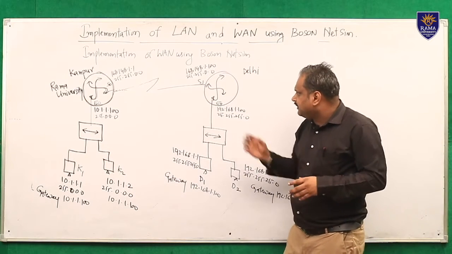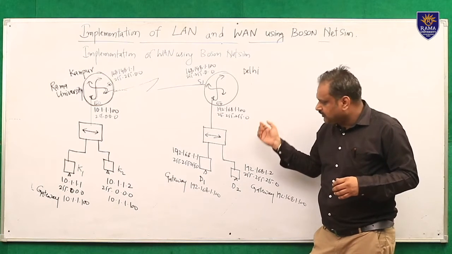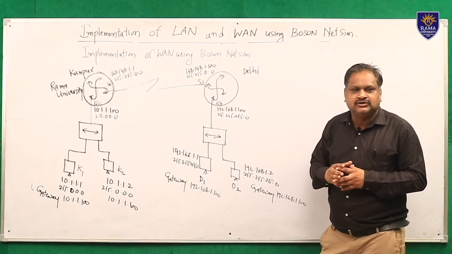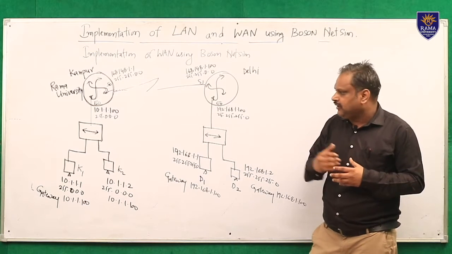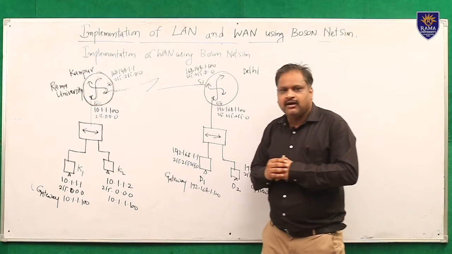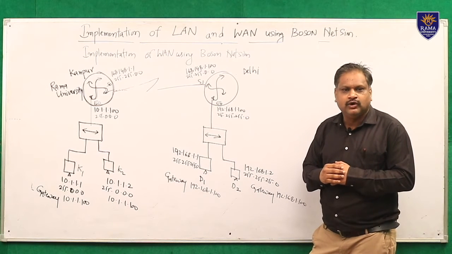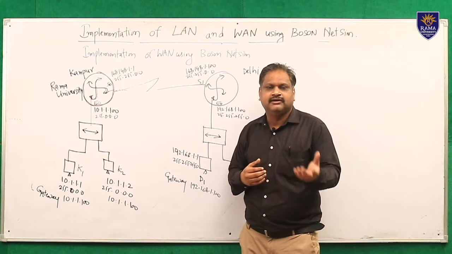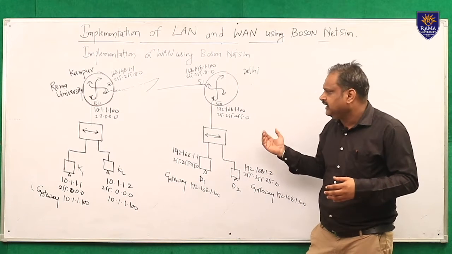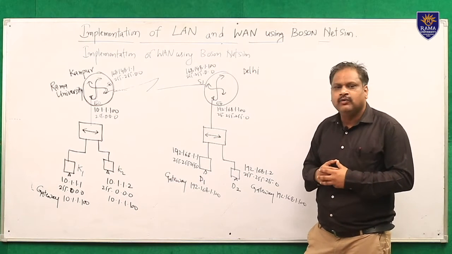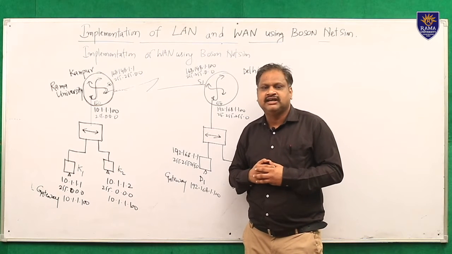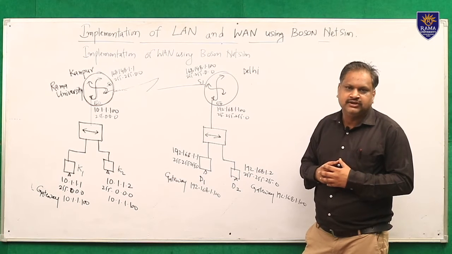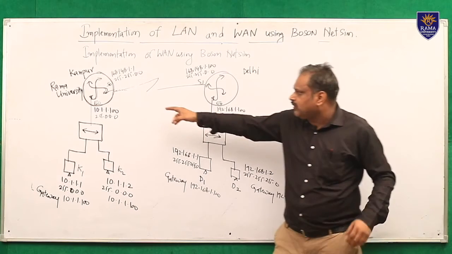But when we see the LAN of my Delhi network, it has 192.168.1.1, which is class C, whereas my Rama Kanpur network has 10.1.1, which is class A. So it is not possible to communicate from Rama University Kanpur to my Delhi head office. So I require a device that can provide the communication from Kanpur Rama University to the Delhi head office. So I require the router.